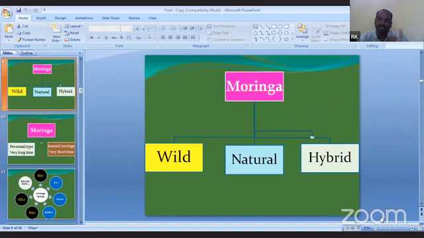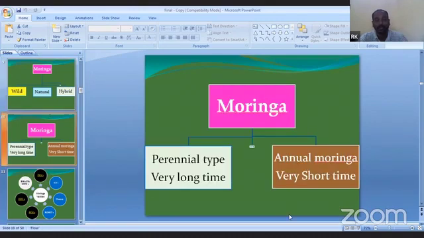One is wild Moringa, and the natural Moringa is there. Hybrid Moringa variety is there. Okay, these are the varieties: wild variety, natural variety, hybrid variety. First we select the variety, then we go for the propagation methods.